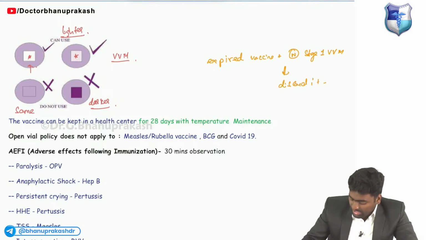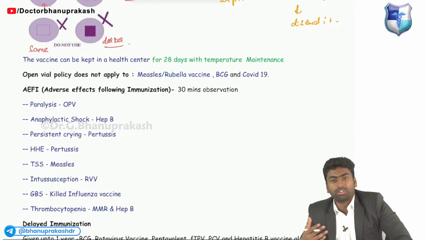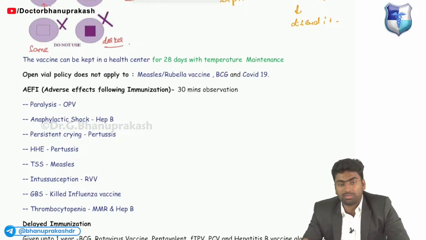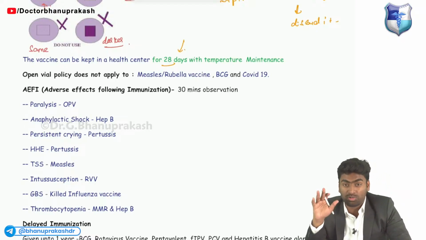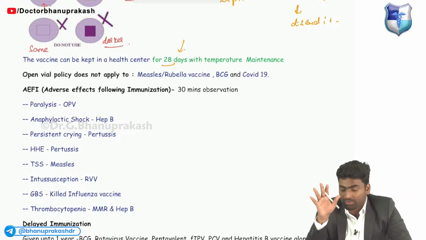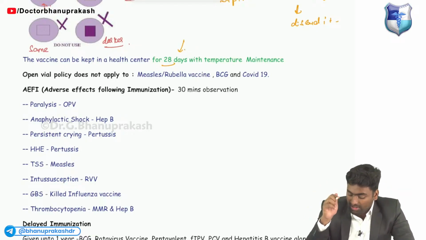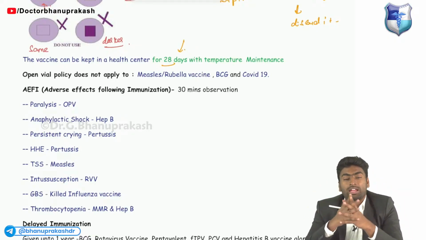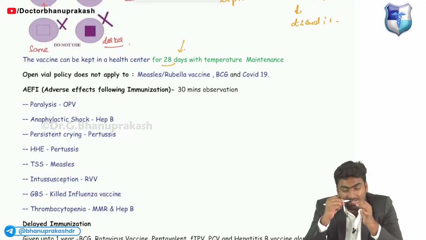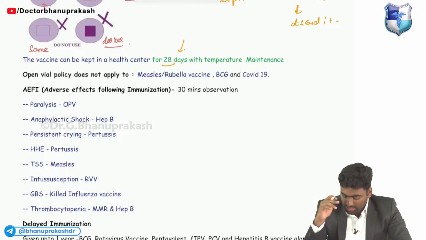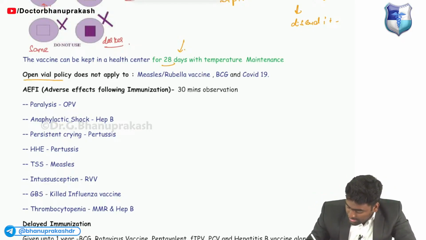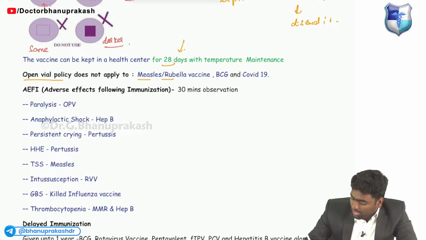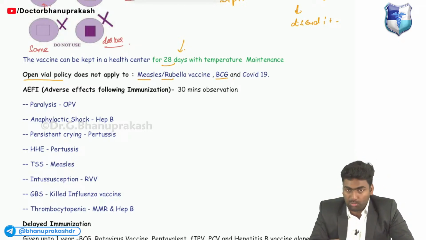Discard it. Fine. And if we want to use any vaccine which we opened, then we need to use them within a certain period of time, and it should be well maintained with the temperature. Remember this thing. Whenever you open a multi-dose vial, like for example pentavalent vaccine, you should mention the date and the time of opening. This policy is known as the open vial policy. But this open vial policy will not be followed for measles, rubella and BCG vaccines. Once you open, it's broken, so you should use it.